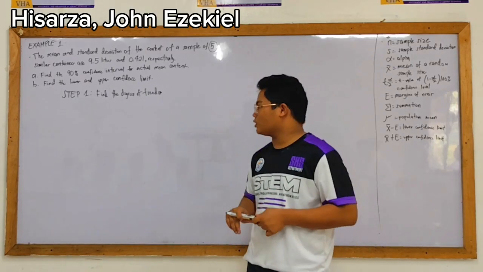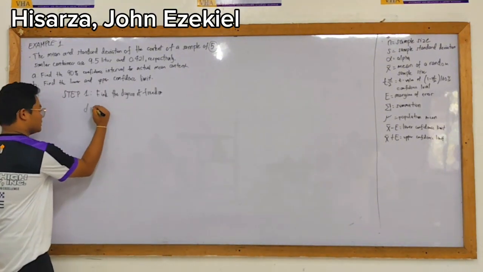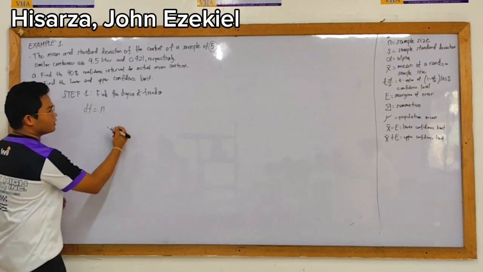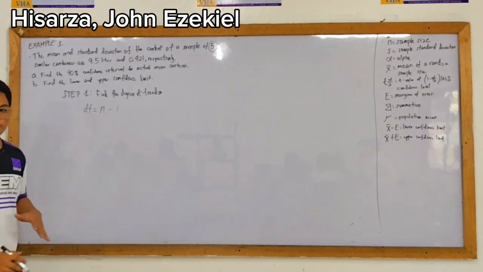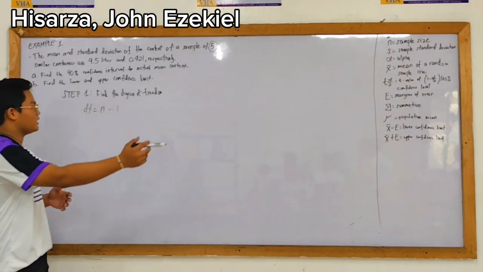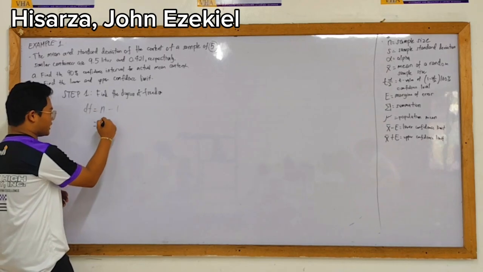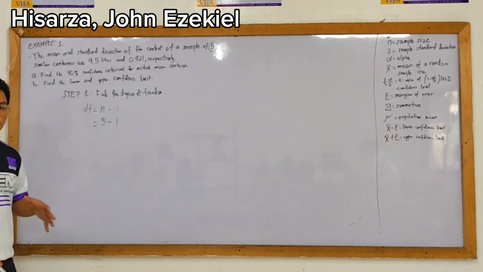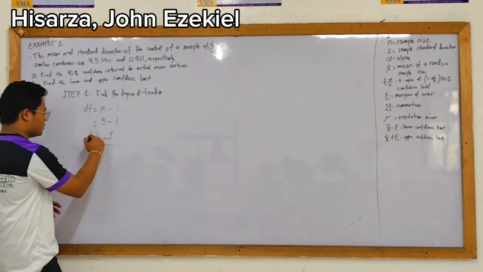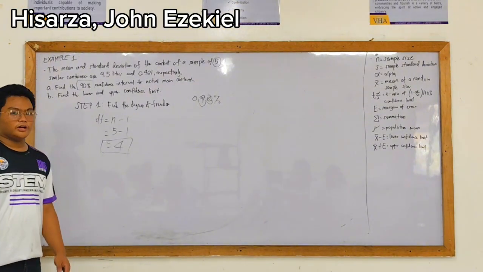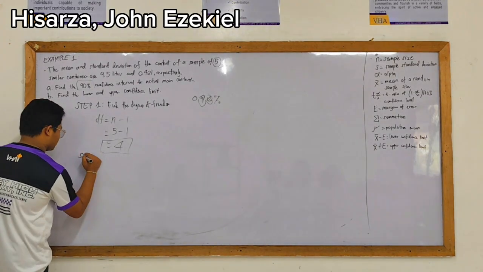So for our step 1, we're going to find the degrees of freedom, and there is a formula for that. The degrees of freedom is equal to the sample size minus 1. As you can see in our given, our sample size is 5. So the degrees of freedom is equal to 5 minus 1, which is 4. After we get our degrees of freedom, we will now move on to the next step.